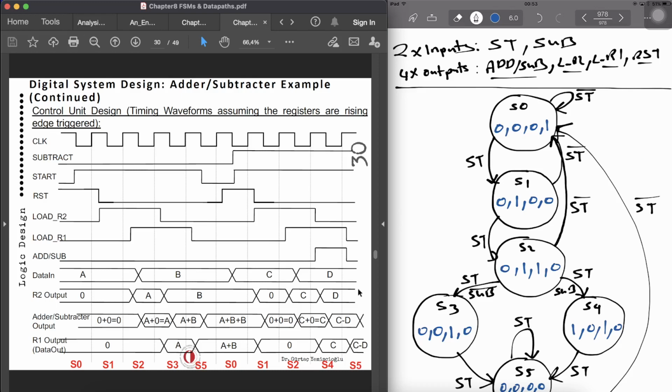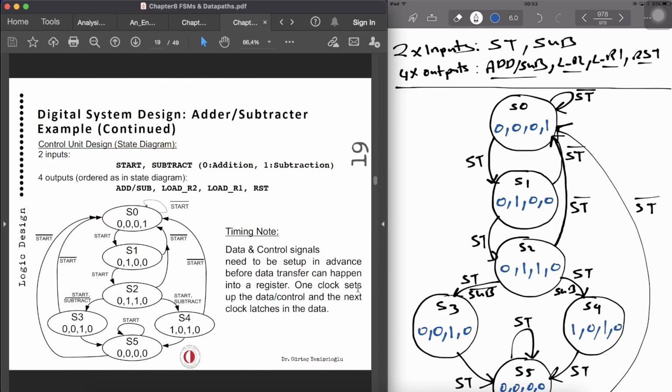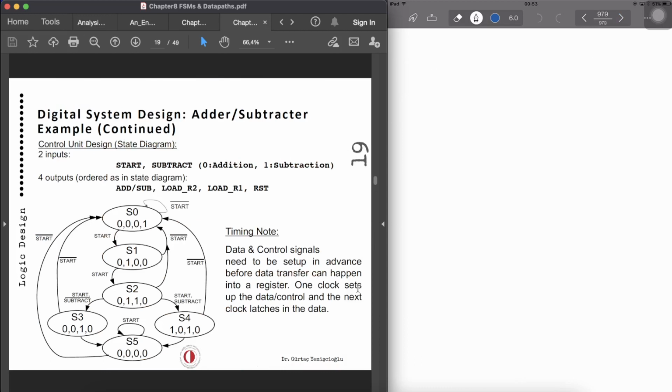So I'll just have the state diagram over here because I want to write. Now what we need to take care of, we have got 6 states, S0 to S5. So I can say over here, present state: S0, S1, S2, S3, S4, and S5.